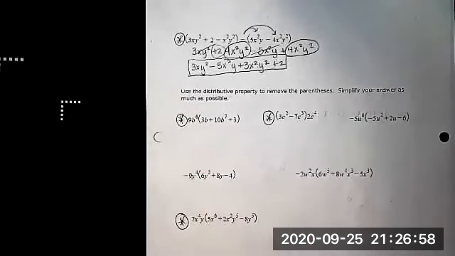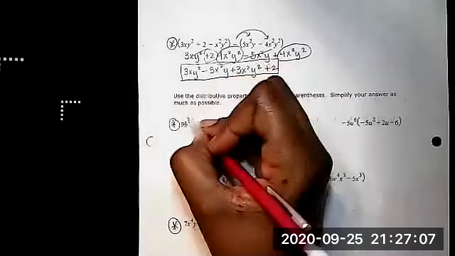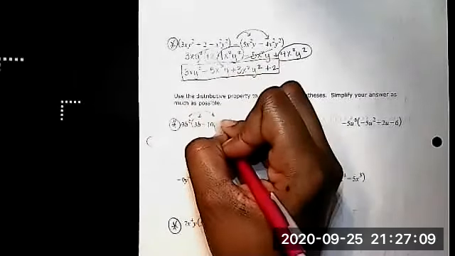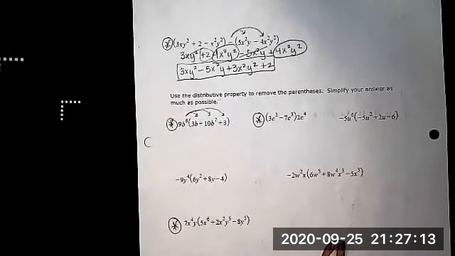For this direction, it says use the distributive property to remove the parentheses, and simplify your answer as much as possible. Let's go ahead and do that. We're going to distribute, and then we're going to try to combine like terms if we can. It doesn't look like we can, but let's try it.